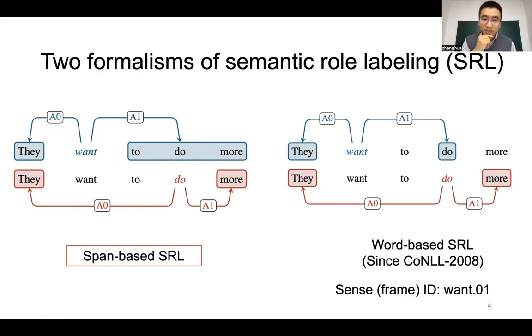And the other formalism of SRL is called word-based, or usually some people call it dependency-based. I don't think that's a good name because it's not directly contrary to span-based. They are 2 kinds of concepts. I think it's misleading, so I decided to call it word-based SRL. It means the arguments can only be single words, not spans. Actually, this task definition started with CoNLL 2008. It's a shared task. Okay. And in the word-based SRL definition, besides the structure, the arguments and the labels, we also need to disambiguate.